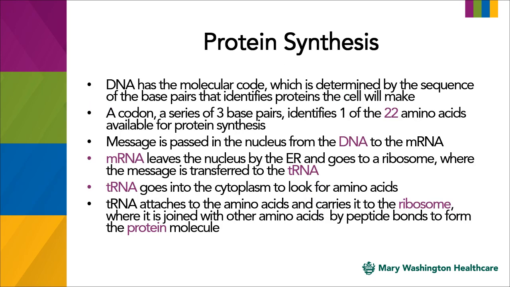In protein synthesis, DNA has the molecular code, which is determined by the sequence of the base pairs that identifies proteins the cell will make. A codon, which is a series of 3 base pairs, identifies one of the 22 amino acids available for protein synthesis. And the message is then passed in the nucleus from the DNA to the mRNA, which is the messenger RNA. The messenger RNA leaves the nucleus by way of the endoplasmic reticulum and goes to a ribosome, where the message is transferred to the tRNA.